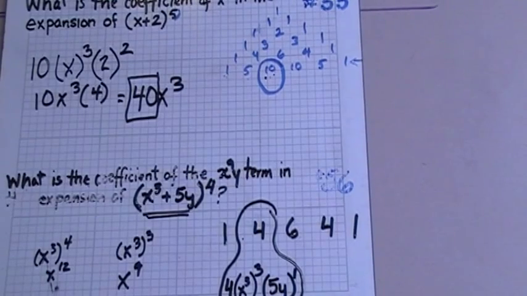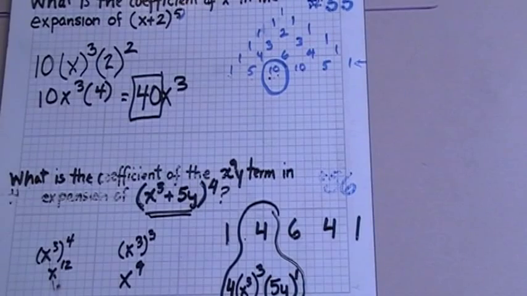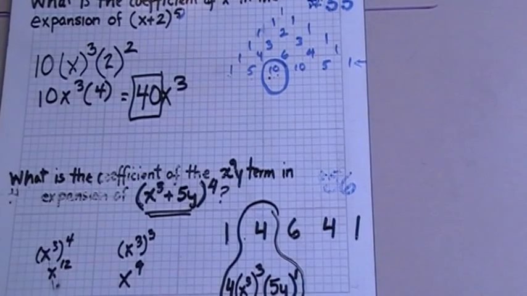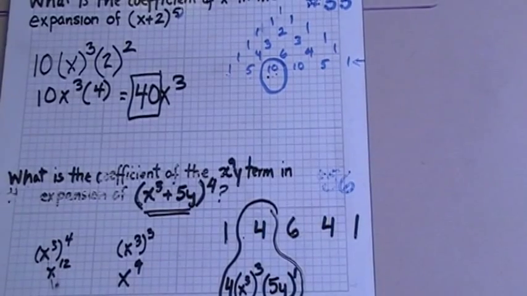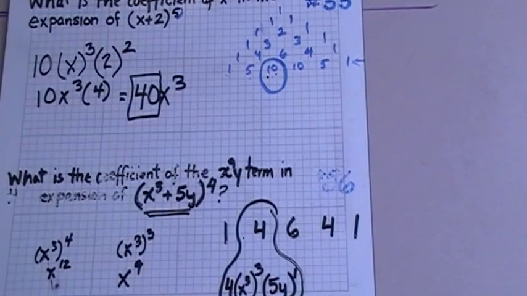So let's do the work for it. 4, power of a power gets multiplied, times 5y. 4 times 5 is 20, x to the ninth y. So for this problem, your coefficient is 20, because that's what they want, the coefficient.